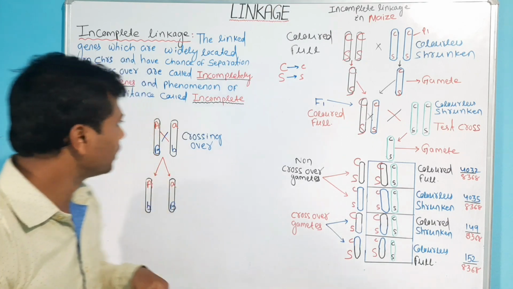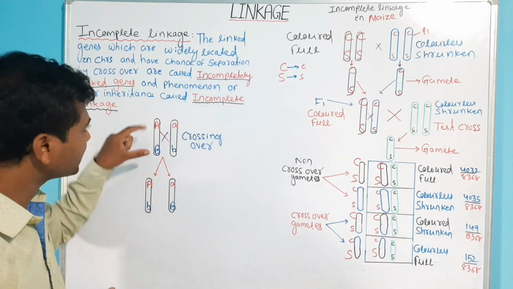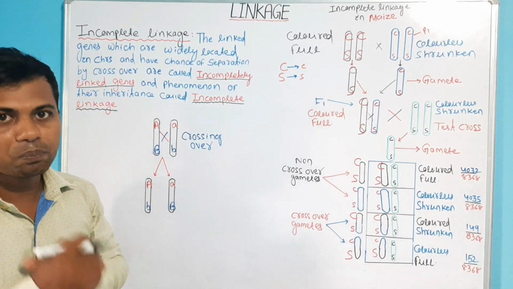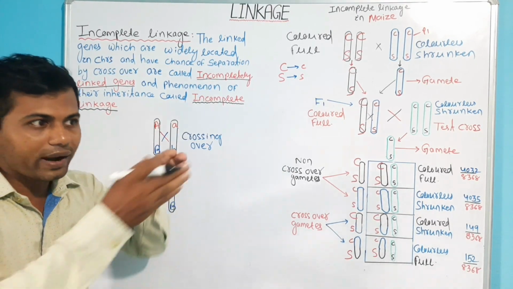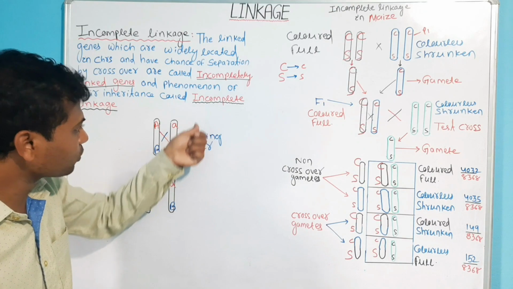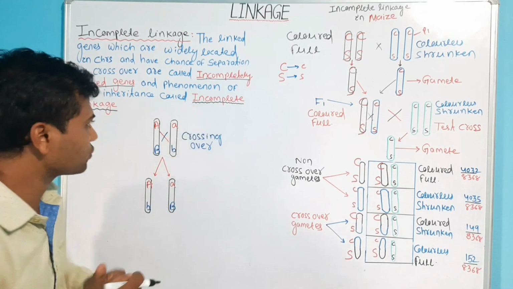Let A and B be two genes which are distantly placed in a chromosome. Being placed distantly or widely in a chromosome, there is a chance of crossing over. Due to the crossing over, 4 types of gametes are produced.